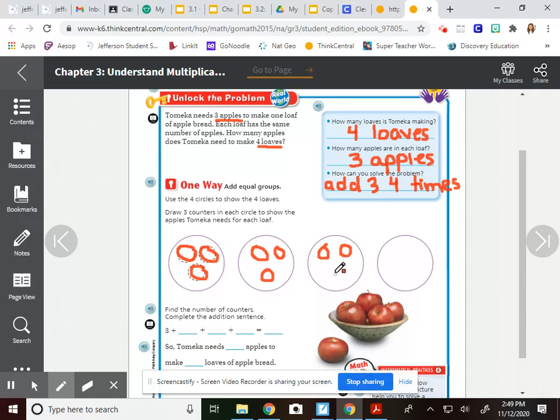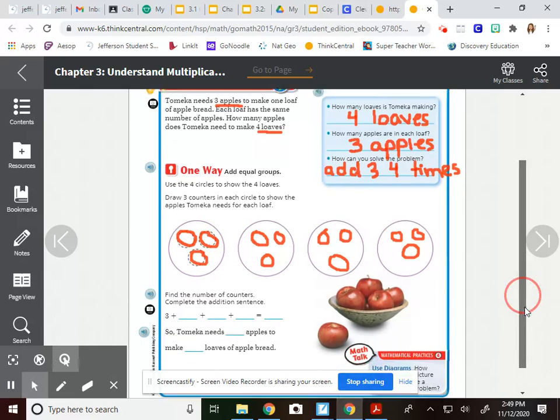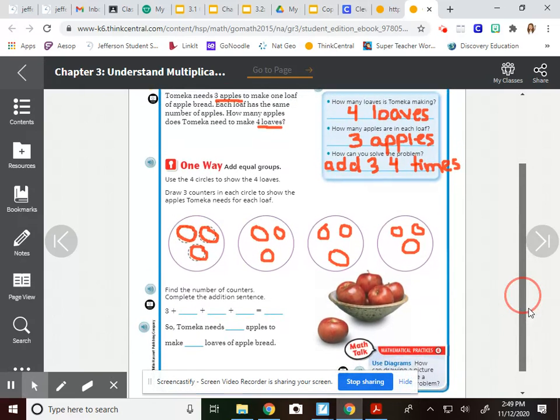What do our equal groups represent? The 4 loaves of bread that are being baked. And what do our 3 counters in each group represent? The 3 apples needed to make 1 loaf of bread. Okay, so when we combine equal groups, you can multiply to find how many in all. When we multiply, we can also use repeated addition to help us solve. So I'm going to show you what both of those look like for this problem.